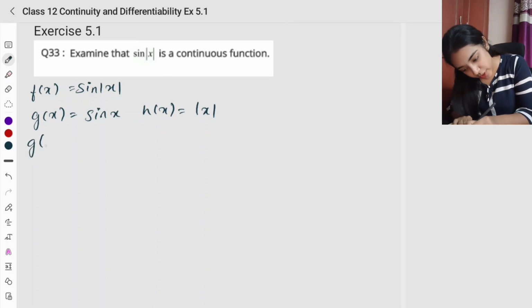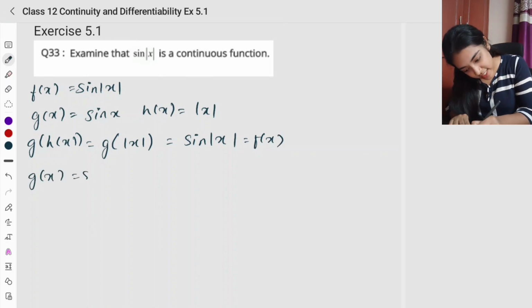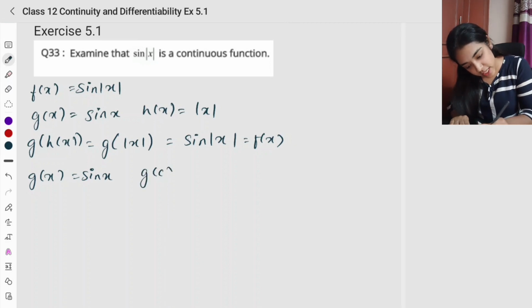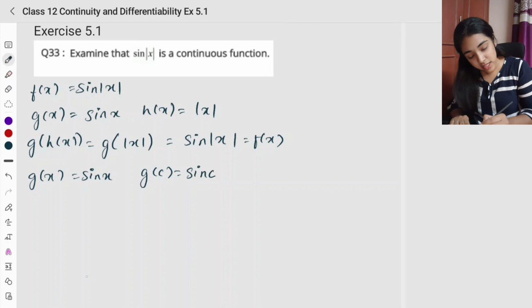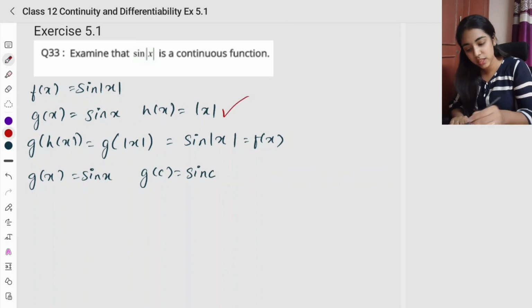So if you cross check what you have, g of h of x is going to be g of mod x, which is going to be sine of x ku badala I'm going to substitute mod x. So I've got back my function. So I have g of x is equal to sin x. Ipo nama cos x eppadi prove pannamo adhe mari dhaan prove pannanom. So I have first g of c is equal to sin c, and I have mod x pona question liye prove panniyachu. So this is continuous and we proved in the last question. So we'll just prove that sin x is continuous.